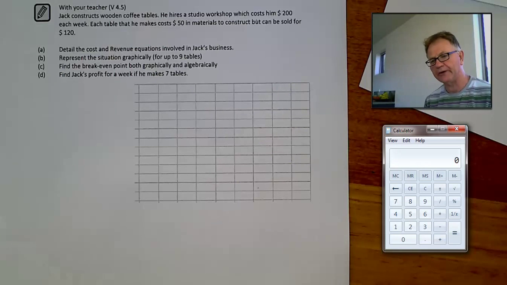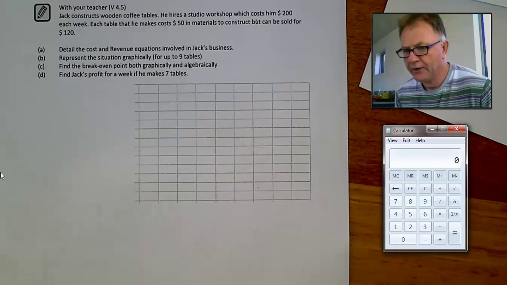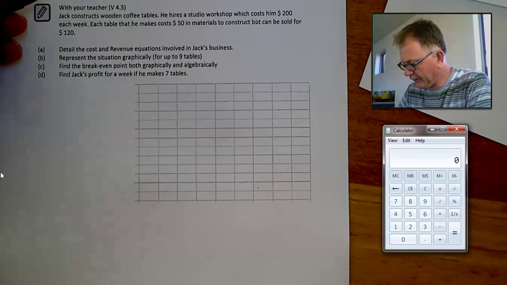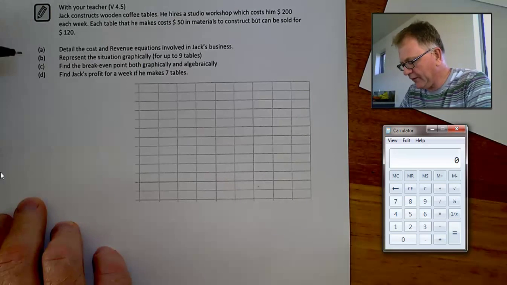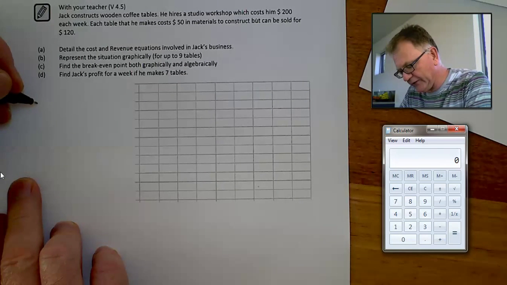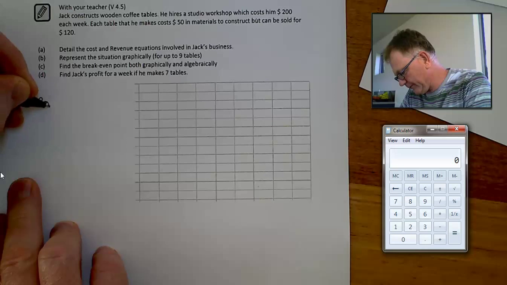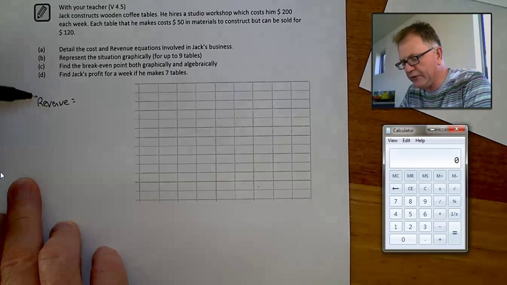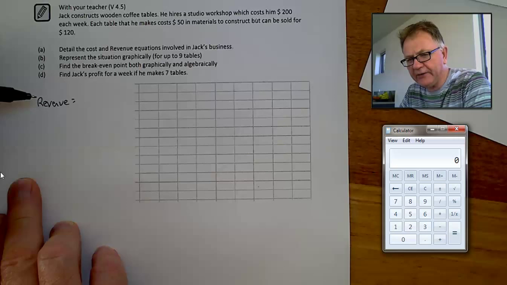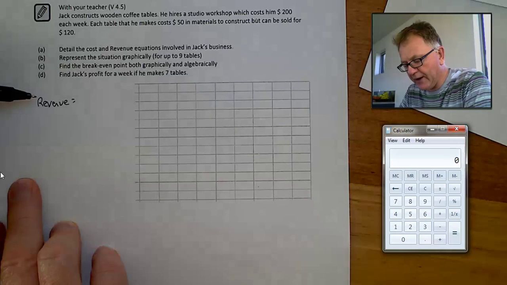When you start a break-even analysis question, what you need to do is determine a cost and a revenue equation. Now, I usually start with the revenue equation because generally speaking it's easier. Now, let's have a look here. The revenue is how much money he gets from selling the tables.